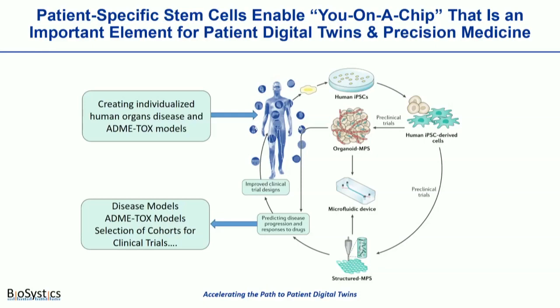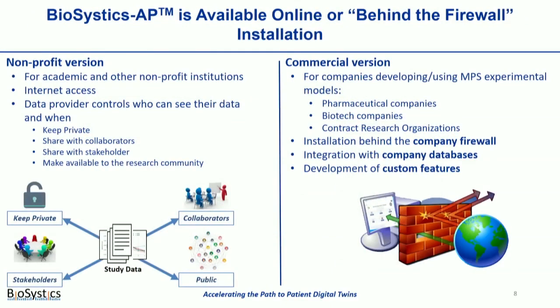So the BioSystics AP itself is available online, and it's also available for installation behind a firewall. There's a nonprofit version for academic and other nonprofit institutions, and there's also a commercial version for companies that are developing or using MPS experimental models.